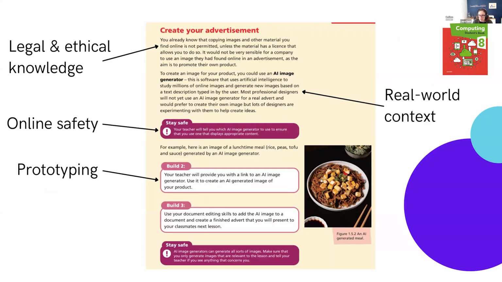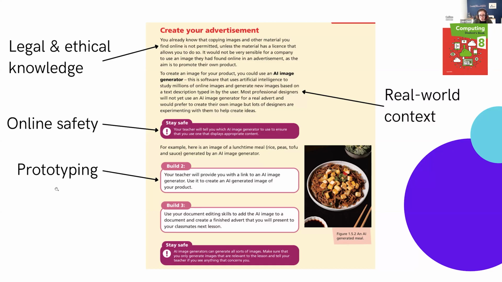And you can see here is an AI generated meal that I created with my AI image generator of my tofu and noodles. But not just having the AI part of it, we're also talking about legal and ethical knowledge. So we're bringing in that copyright aspect of it. We're bringing in the online safety aspect of it, because obviously an AI image generator could potentially, I mean, lots of them will have guardrails on, depending on which one you use, but it could potentially show something that's inappropriate.